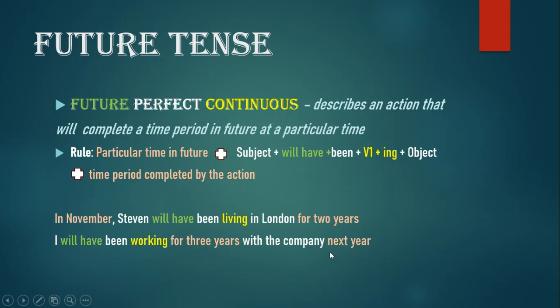So here we have I will have in future been, that is perfect. So some action that is going to be completed. Working, I will have been working. Working is the continuous part. For 3 years, I will have been working for 3 years. This is the time period, the time period that is completed by the main action, that is working. So I will have been working for 3 years with the company next year. So the coming year, I will complete 3 years working for this company. That is what it would imply.